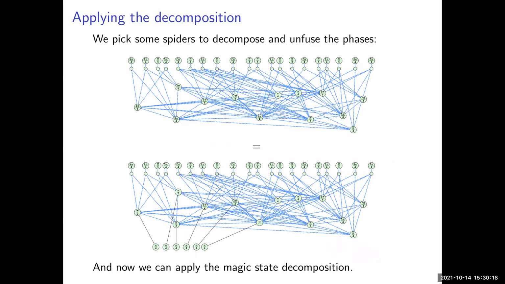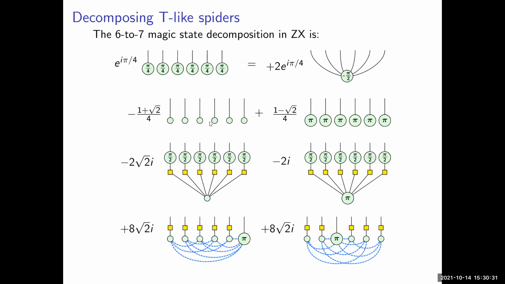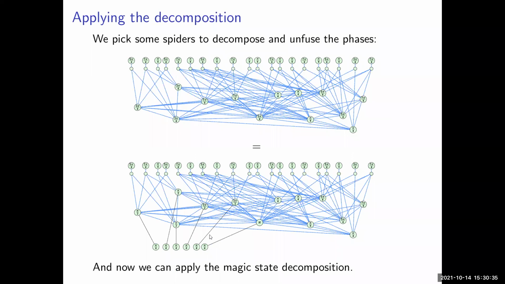Okay, so what do we do? Well, we have our diagram, and we just pick some spiders essentially at random, and we unfuse a pi over 4 phase, so that we have these 6 T magic states here now. And now we can just apply this magic state decomposition, because we see the left-hand side exactly matches what we have in the bottom here. By the way, here in the diagram, I only picked standard spiders to decompose, but we could have just as well taken the phase gadgets to go into it here. Okay, that doesn't matter for our approach.